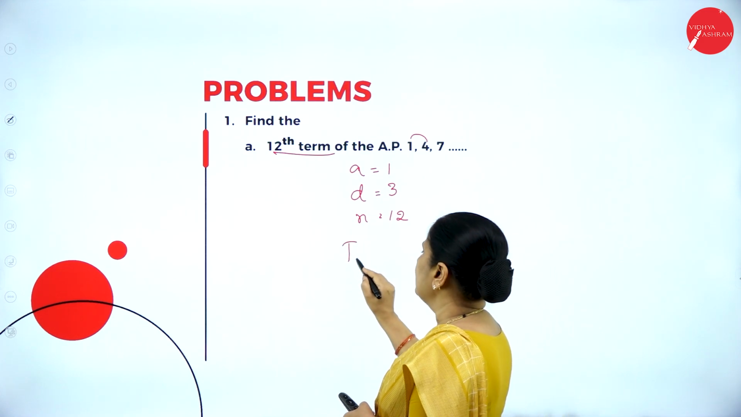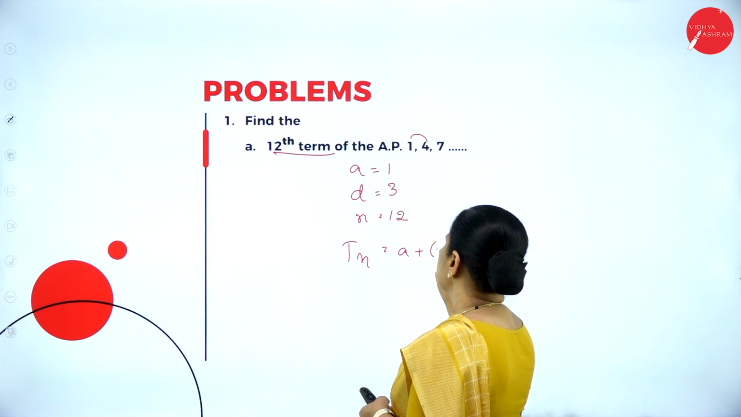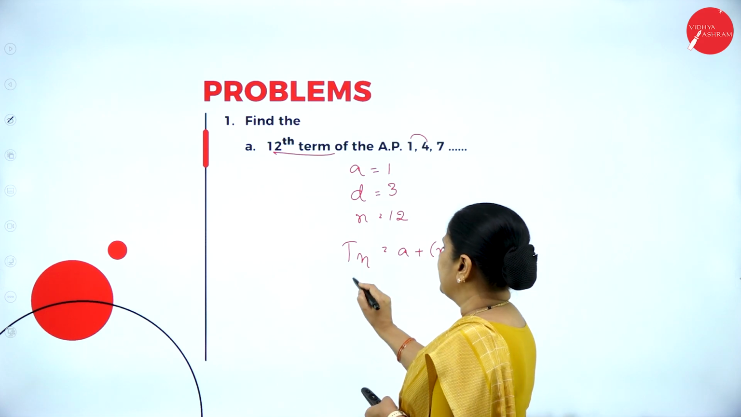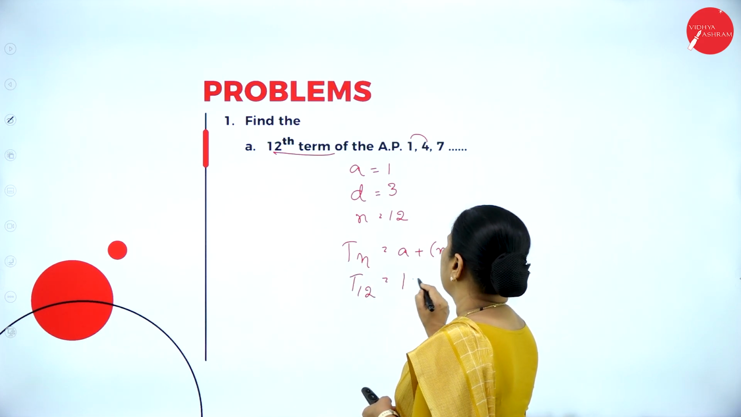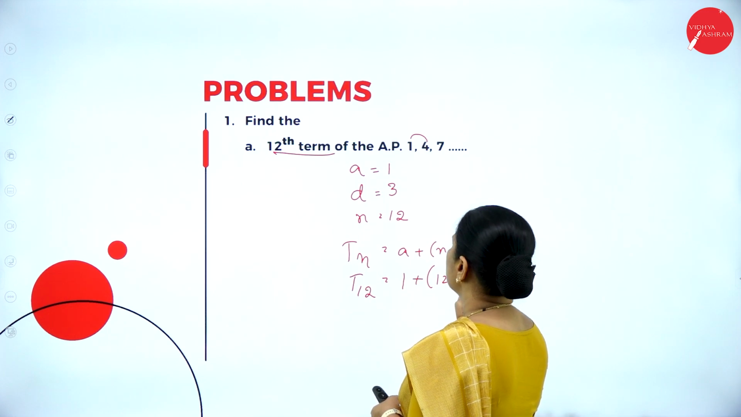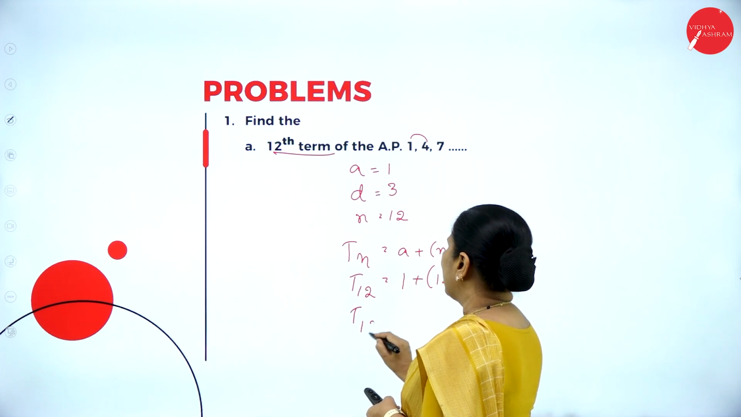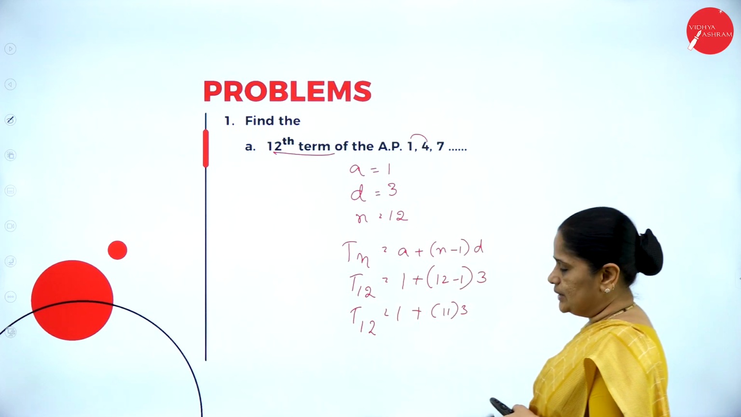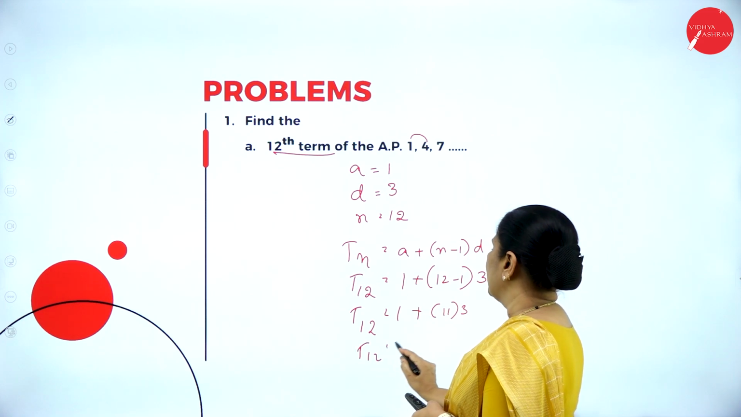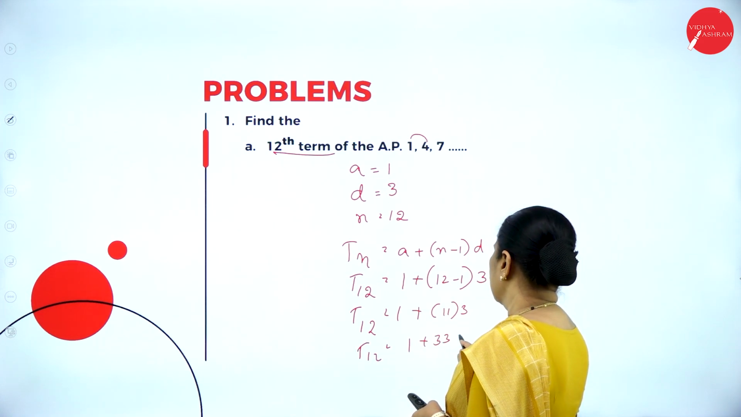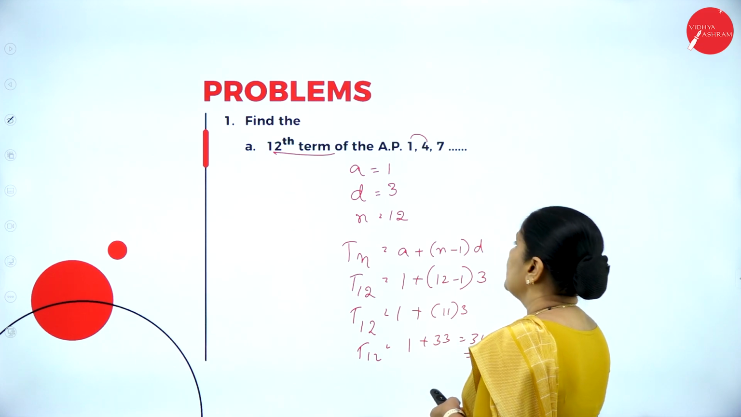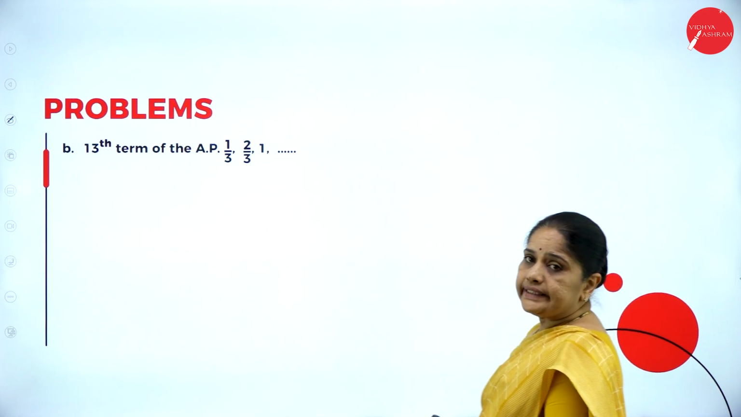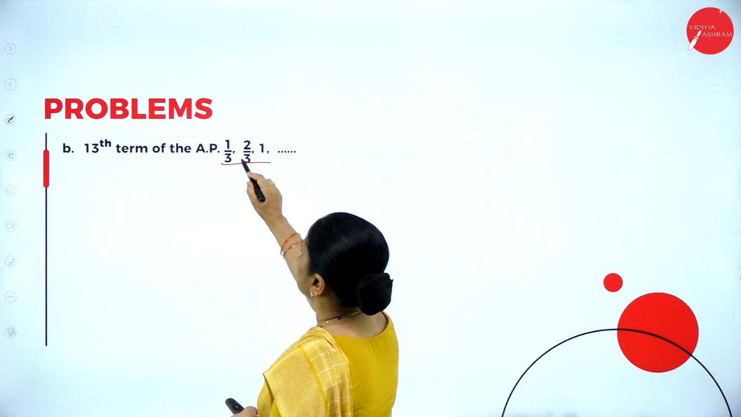Now, we have the formula Tn equals A plus n minus 1 into D, which we have to make use of. So, T12 will be equal to 1 plus 12 minus 1 into 3. T12 equals 1 plus 12 minus 1, which is 11, into 3. So, T12 equals 1 plus 33, that is equal to 34. So, T12 equals 34.